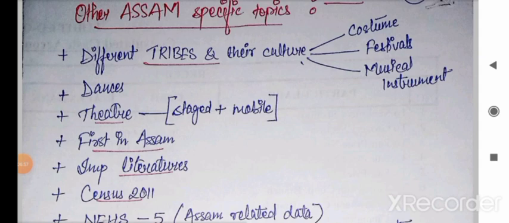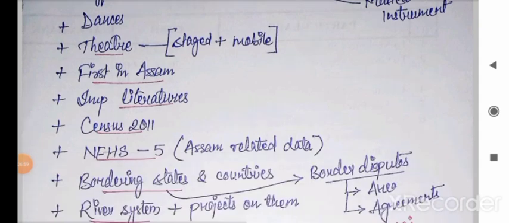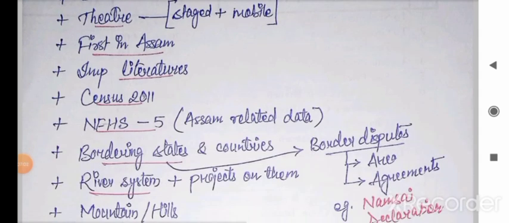Theatre is important, both staged and mobile theatre. Firsts in Assam, like first writer, first awardees, Gyanpith Award or the Arjuna Award. In this way, you have to remember. Important literature and awards are also important. Census 2011 is important, or National Family Health Survey 5 is important. I have not read it, but when I solved questions of Assam, that legal metrology one, I found a question from it. That's why it's important.